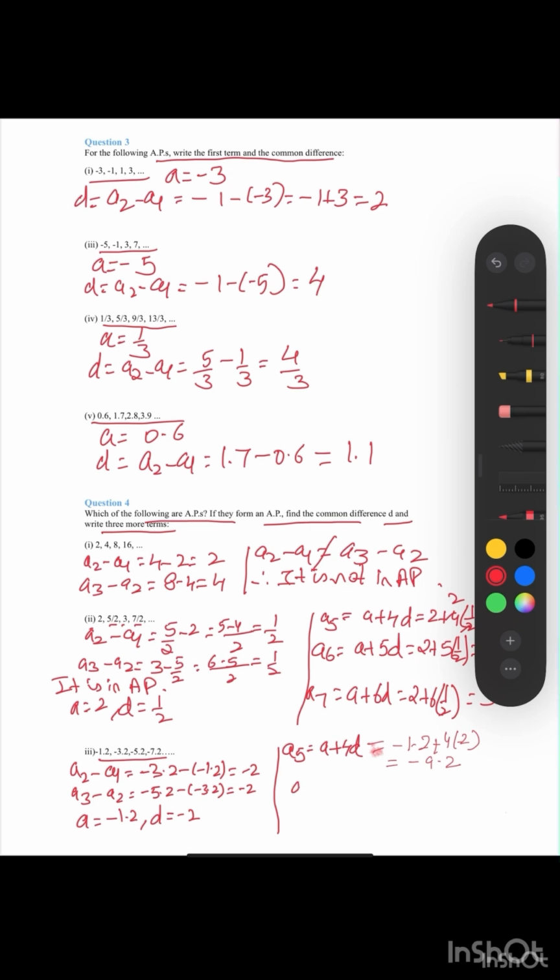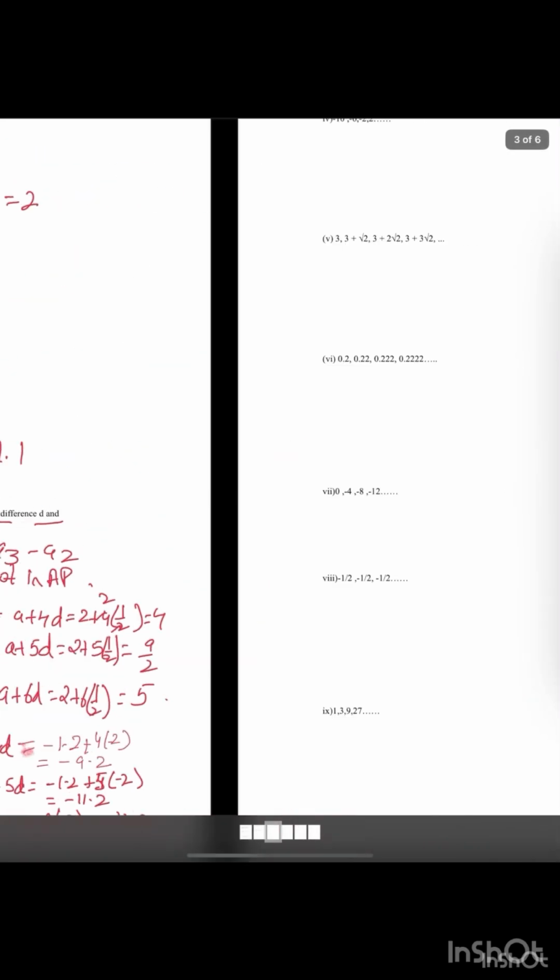A6 is A plus 5D, that is minus 1.2 plus 5 into minus 2. So this will become minus 1.2 minus 10, that is minus 11.2. A7 is A plus 6D, that is minus 1.2 plus 6 into minus 2. So that is minus 1.2 minus 12, which is minus 13.2. So these are the three terms.